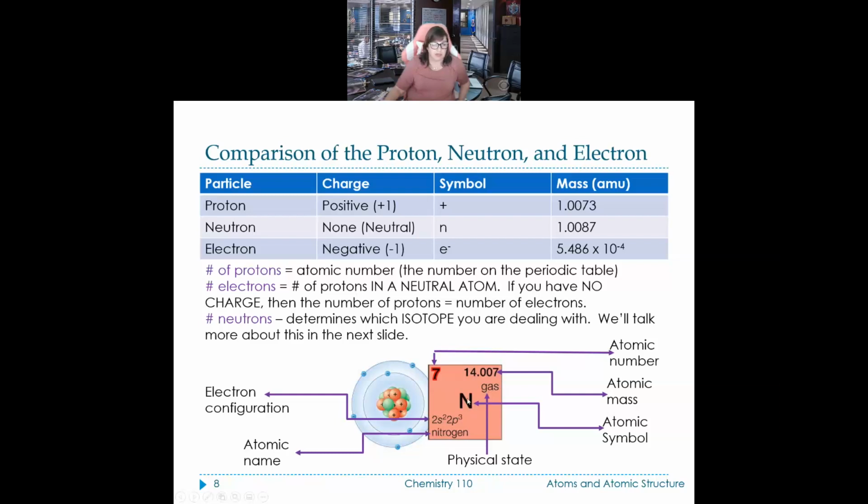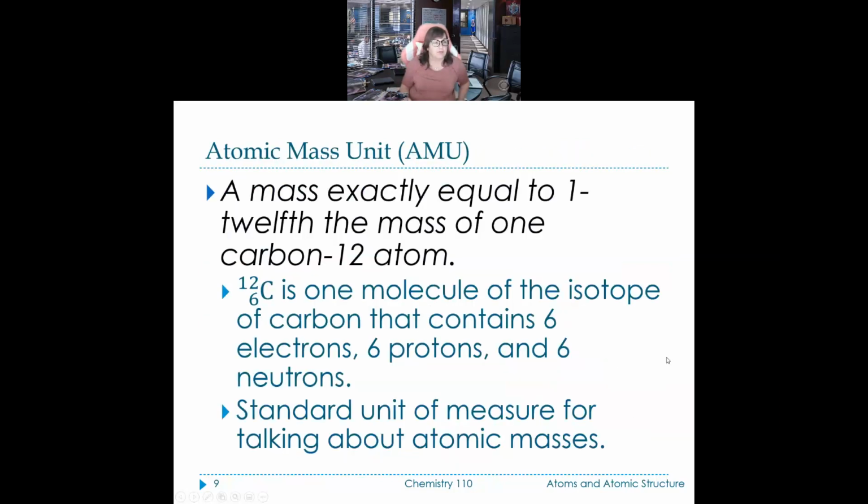So I don't expect you to memorize the symbols and then be able to give me the names. I don't expect you to know the names and then be able to give me the symbols. That's not how this works. I will give you the atomic number, the mass, the atomic symbol, and the name. So that's that portion.